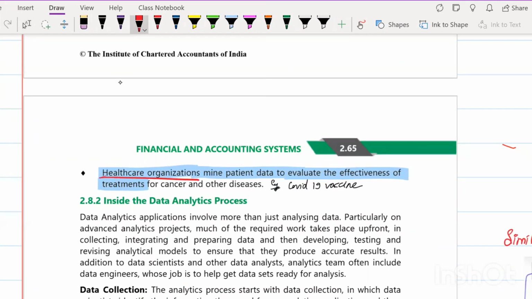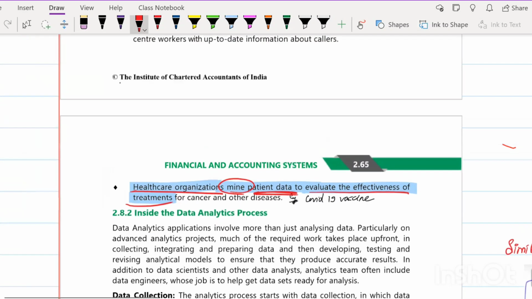And the final one is healthcare organizations. Here they can mine the patient data which they have to evaluate the effectiveness of treatment. Suppose for the COVID-19 vaccine, when it was released, they had 3 to 4 trial runs, correct? The first set of patients would have had a trial run. Then with the help of that data, they see whether the vaccine is working effectively or not. So healthcare organizations can also use them.